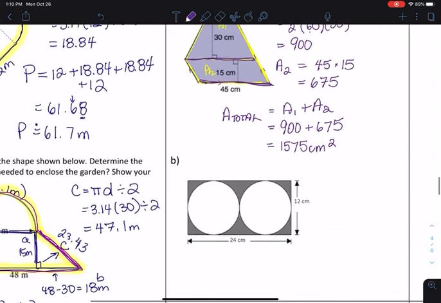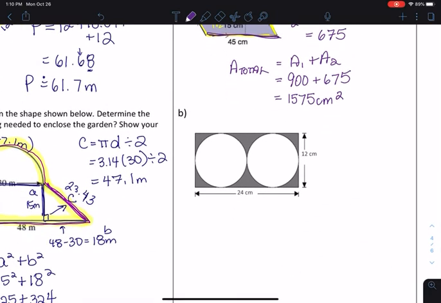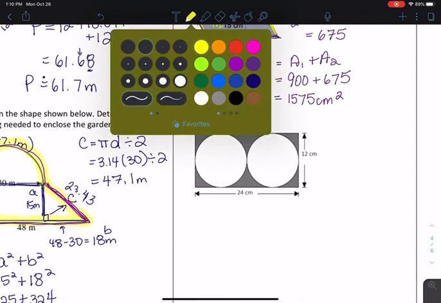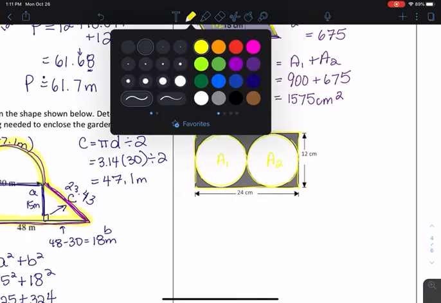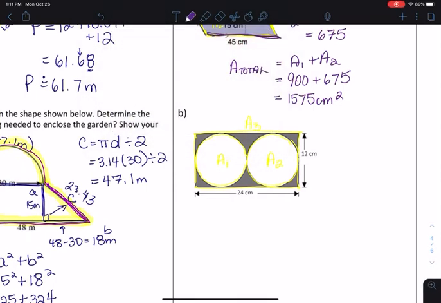Second one's slightly different. As you can see, this is a rectangle with two circles cut out. So if I'm identifying my shapes, I have a circle, call that A1. A2 is my second circle, which is the same size. And then I have a rectangle on the outside. What am I going to call that rectangle on the outside? We'll call that A3.